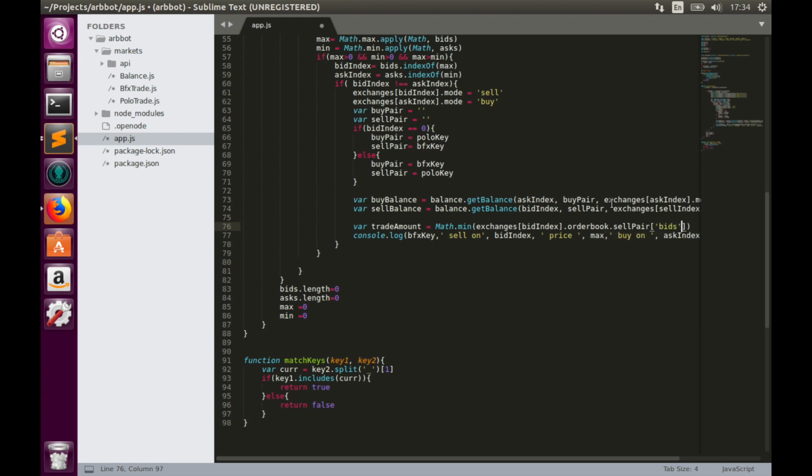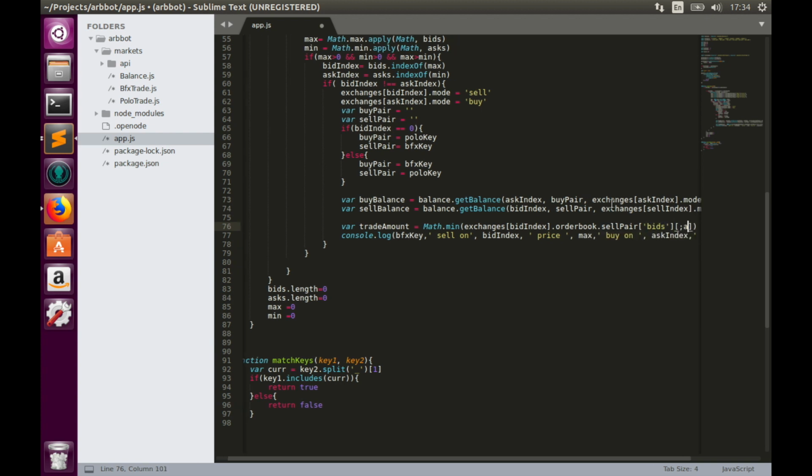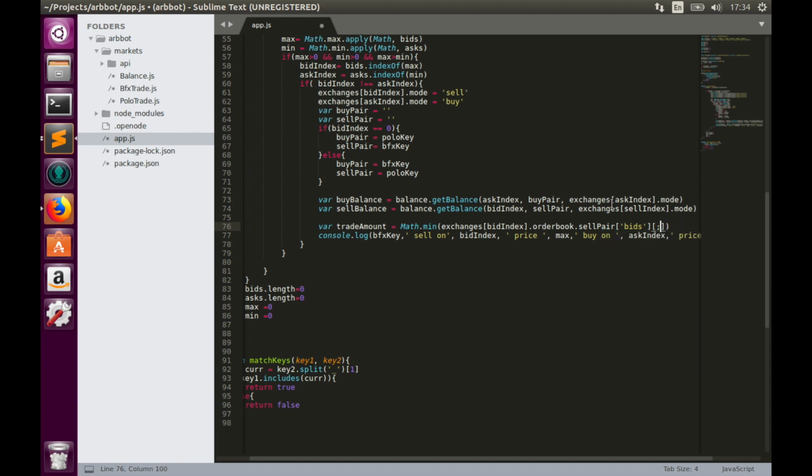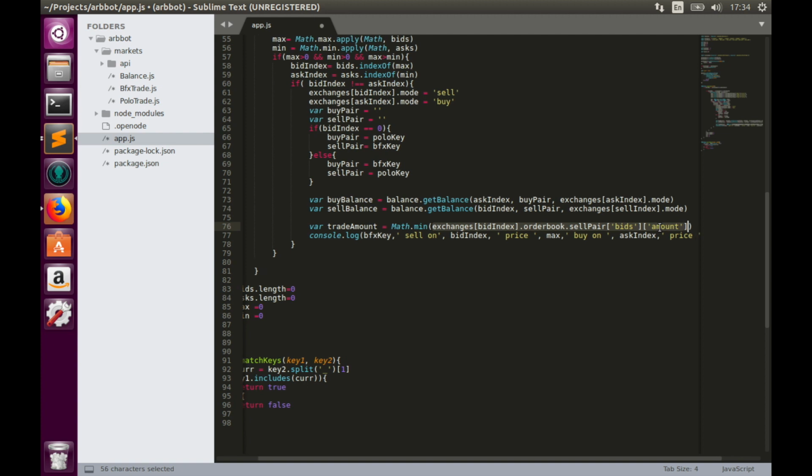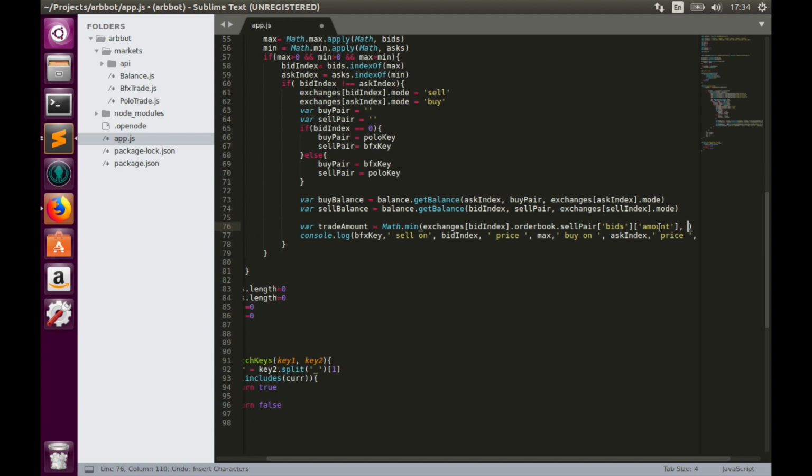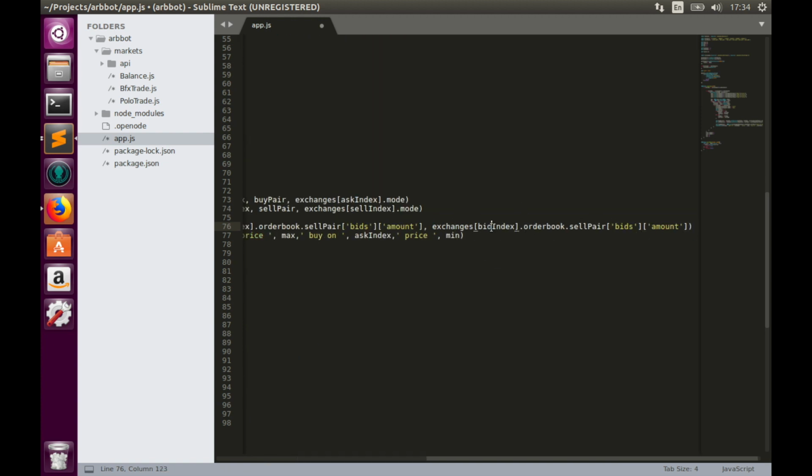bids, amount. So let's copy this part of code, and paste it and make changes for asks. Asks by pair, asks.